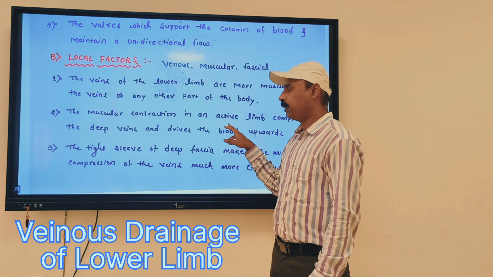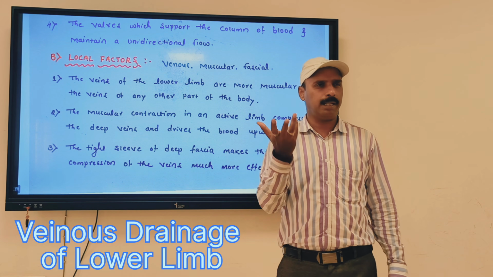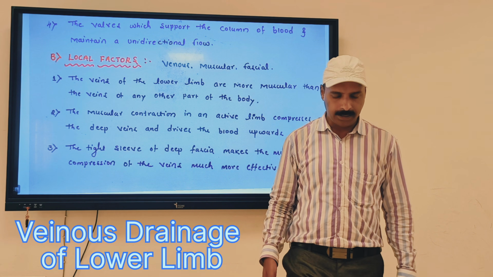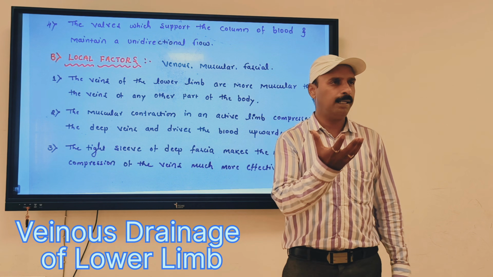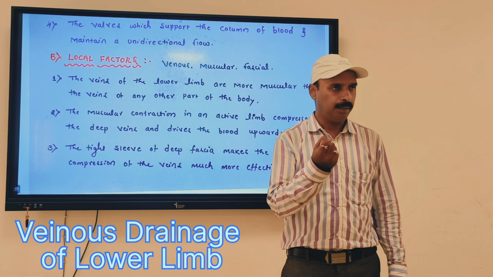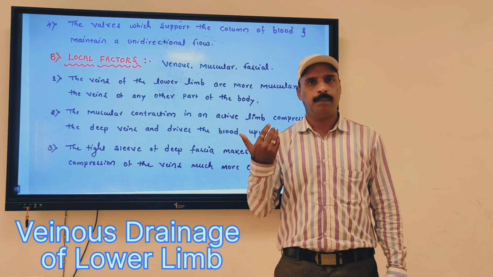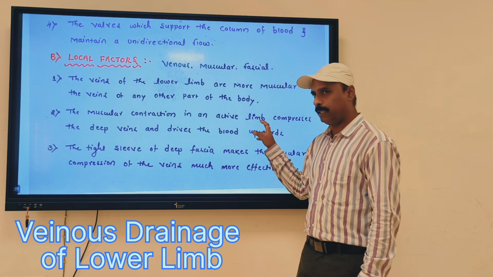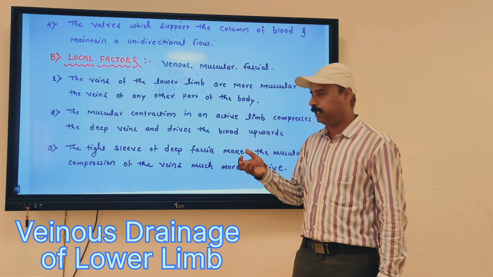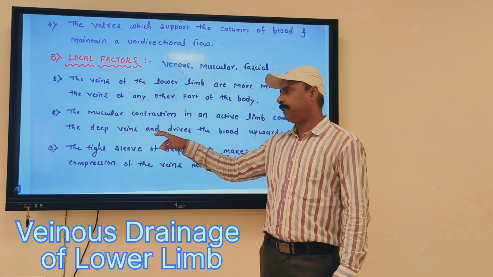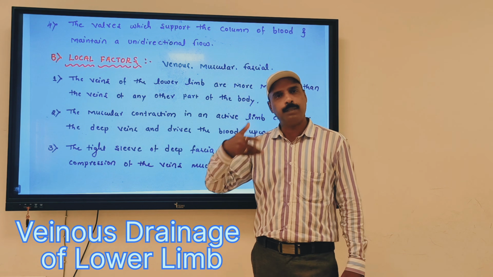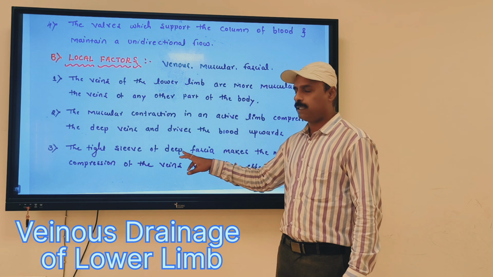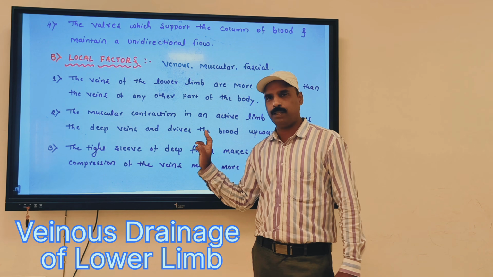Then the second one, muscular contraction. Effective muscular contraction is there because when we walk, when we run, with slight flexion at the knee, this also helps the contraction of the leg muscle. That also helps to pump the blood upwards. So this is muscular contraction in an active limb. Active means when you are running or walking, at that time it compresses the deep veins and that will drive the blood upwards towards the deep veins.